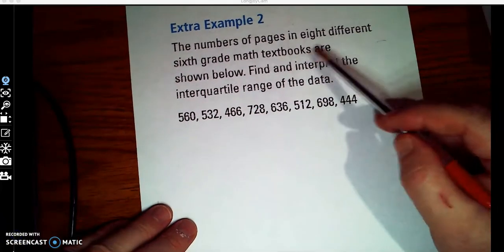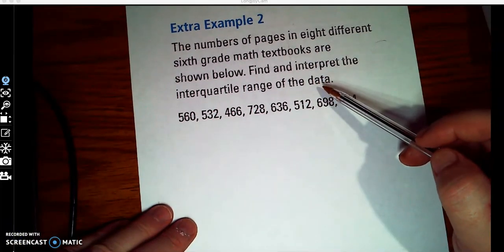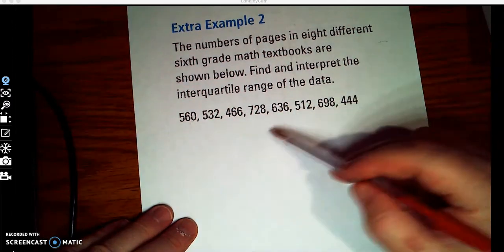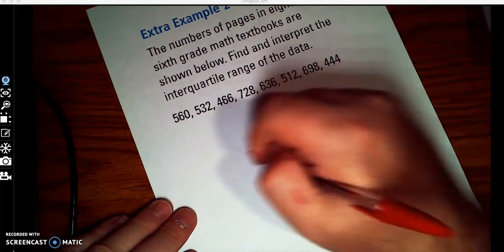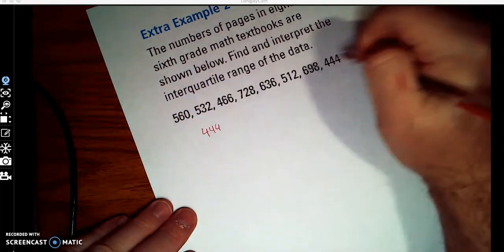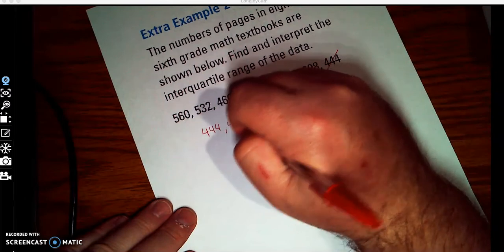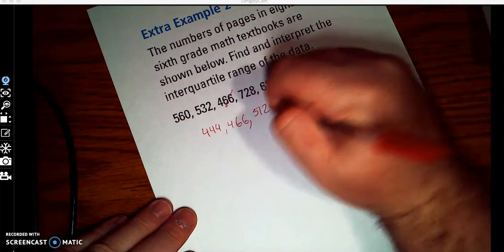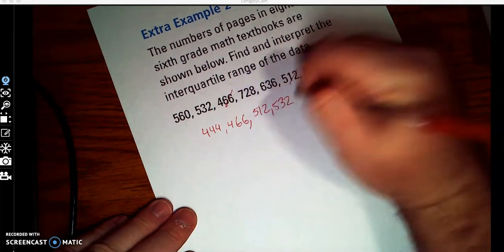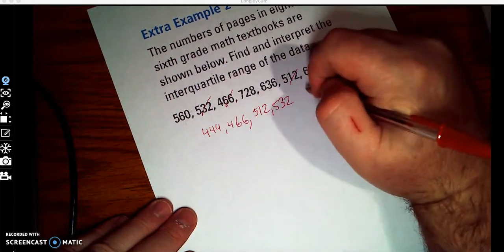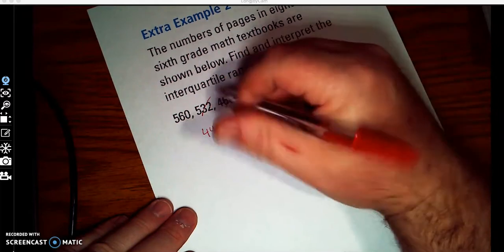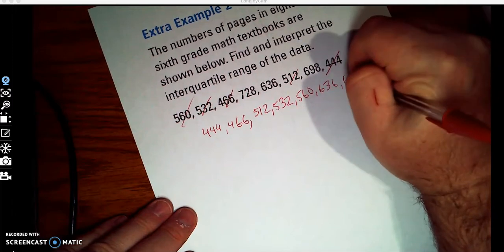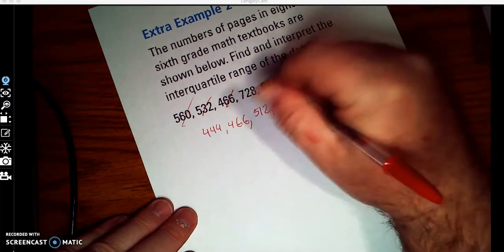Okay, we want to find the interquartile range of this data. We got 1, 2, 3, 4, 5, 6, 7, 8 numbers. Again, we have to put them in order from least to greatest. 444, 466, let's see, a 512, 532, 560, 636, 698, and finally 728.